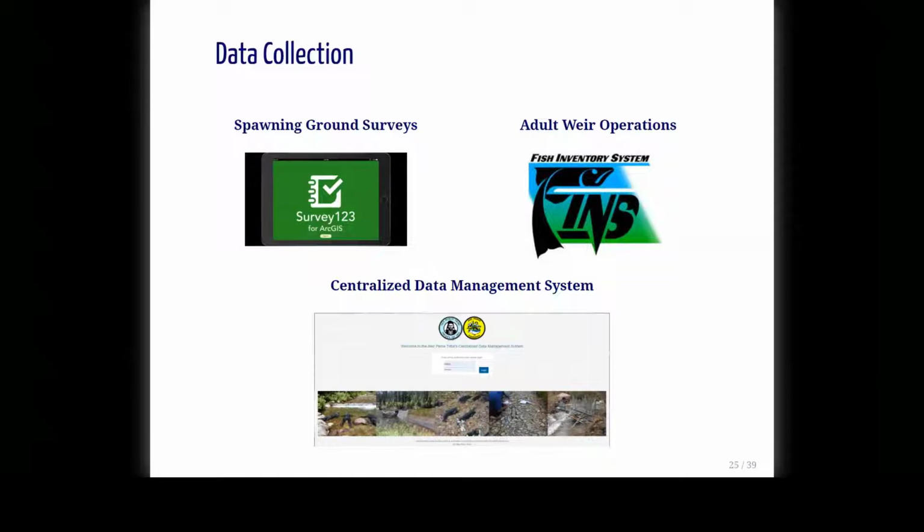So the data comes from spawning ground surveys. In 2020, we actually used electronic data capture for the first time. We used an Esri product called Survey123 to create our forms. Samantha Smith actually gave a presentation on this on January 7th to this group. That presentation was filmed. So if you're interested in how we did that and what those tablet forms look like, please go see her talk.